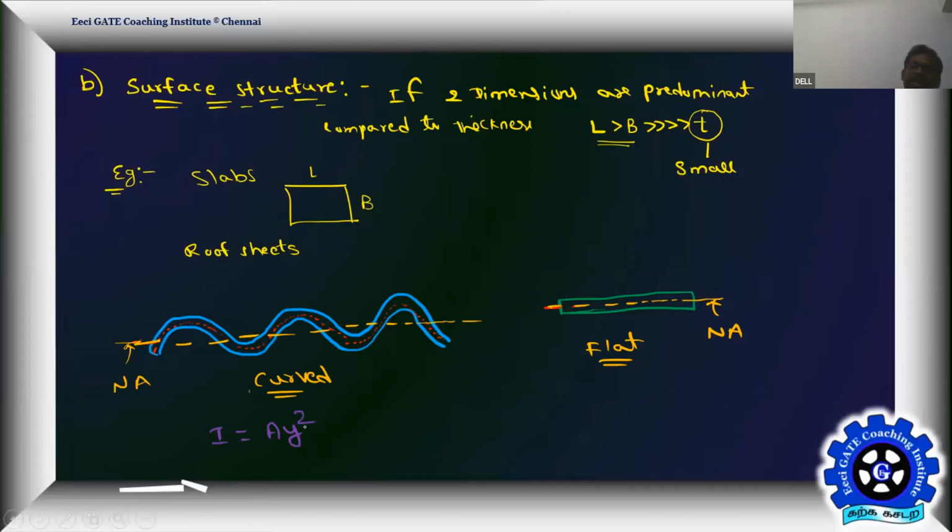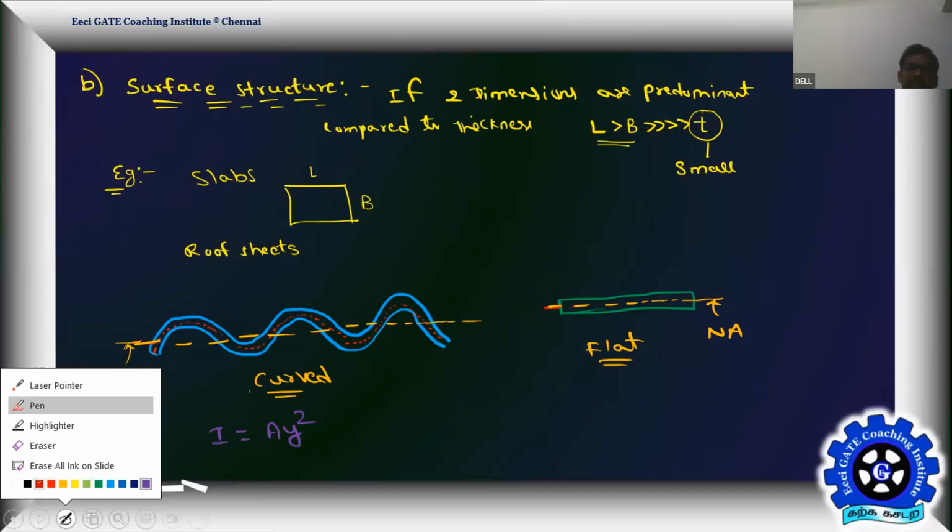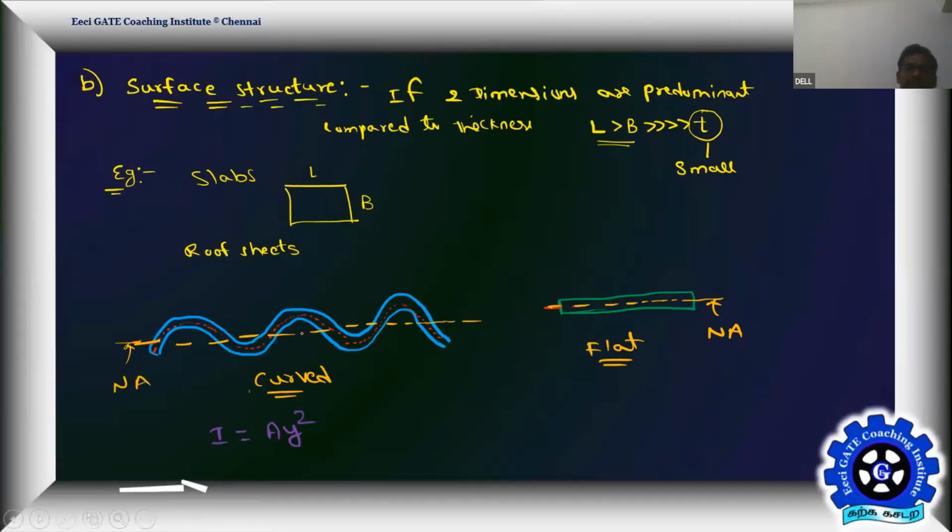Now, what does y indicate here? Here, y means the distance of the fiber from the neutral axis. So what are the distances of the fibers here from the neutral axis? Can you please guess? If you observe carefully, this is what y is. So y is large over here in the curved roofs. Look over here, y is a large distance. If the material is distributed over a long distance, what would happen to this?